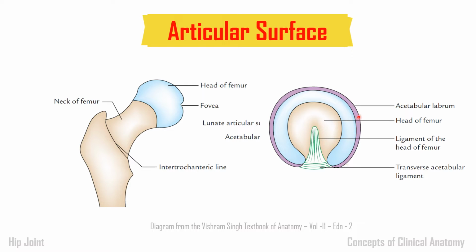And you can appreciate the acetabular labrum, which is homologous to the glenoid labrum of the shoulder joint, which is encircling the horseshoe shaped articular surface throughout and increases the depth of the acetabular fossa, thereby enabling more stability to this joint.